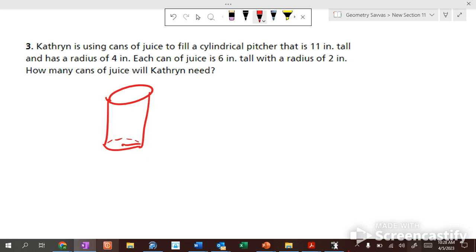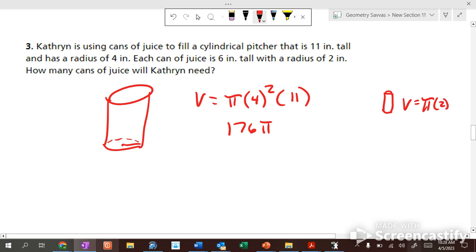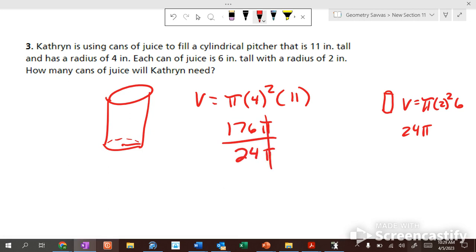So, the volume of the big pitcher is pi r squared h, or 16 times 11 is 176 pi, right? The little can of juice has volume equals pi r squared h. So it's 24 pi. So you take 176 pi divided by 24 pi, the pi's cancel. 176 divided by 24. So she'll need 8 cans to totally fill it up to the brim.